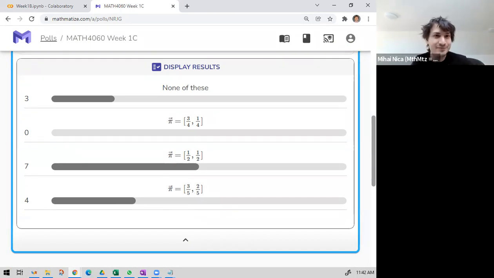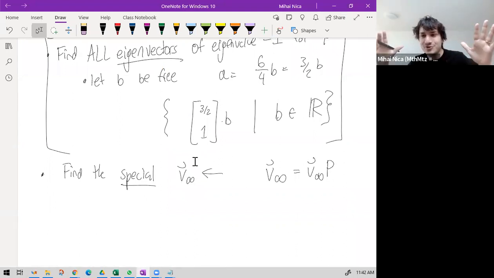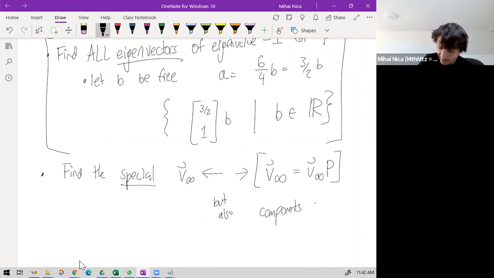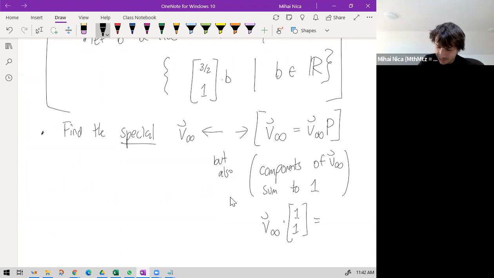But there's something special that these all have, and someone in the chat wrote that they need to sum to 1. So this is not just any vector; it's a probability vector. And when you start the Markov chain somewhere, later on it's got to be somewhere. And so the special fact we're missing is not only is it true that V infinity satisfies this, but also the components of V infinity sum to 1. And that's because they represent probabilities, and probabilities have to sum to 1. If you really like linear algebra, you can write this as V infinity times 1, 1 equals 1. And that's because 1, 1 will automatically sum the components.